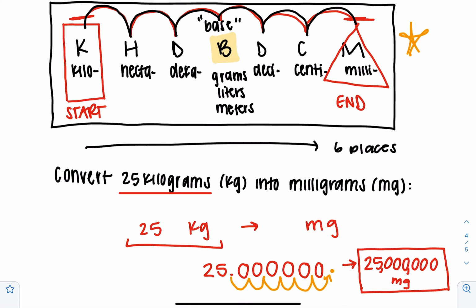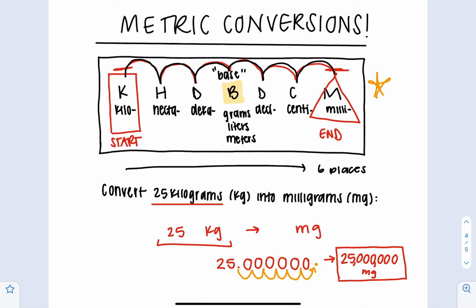And notice how we did this without having to do any mundane calculations or dividing a whole bunch of zeros. We simply just looked at our chart, figured out where we had to start, figured out where we had to end, and count places that we had to move our decimal. And you can do this for any unit as long as you make sure that you're moving the decimal place in the right direction. So this is my metric unit conversions trick.